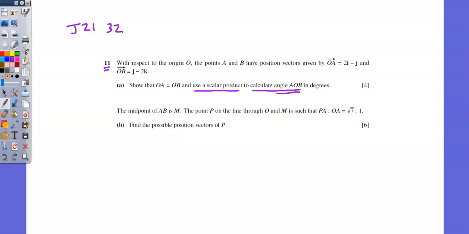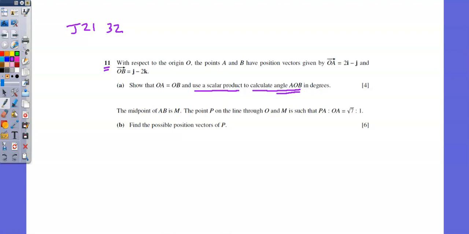So how will the algorithm apply here? Let's see what we have following A. The midpoint of AB is M. The point P on the line through O and M is such that PA to OA is root 7 to 1. Find the possible position vectors of P. What will probably happen in B, with the plural possible vectors, is you'll have some kind of quadratic and then two solutions with which you can find these two vectors.